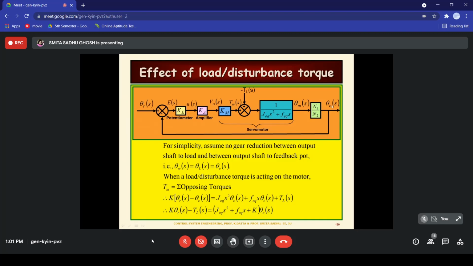We are also now making another simplifying assumption, that is we are assuming that theta C is equal to theta M, that is this gear ratio is also equal to unity. This is, of course, without loss of generality. In case we have a non-unity gear ratio, theta C will be equal to that gear ratio into theta M. That has to be taken into consideration. For the time being, we are assuming that theta M is equal to theta L is equal to theta C.